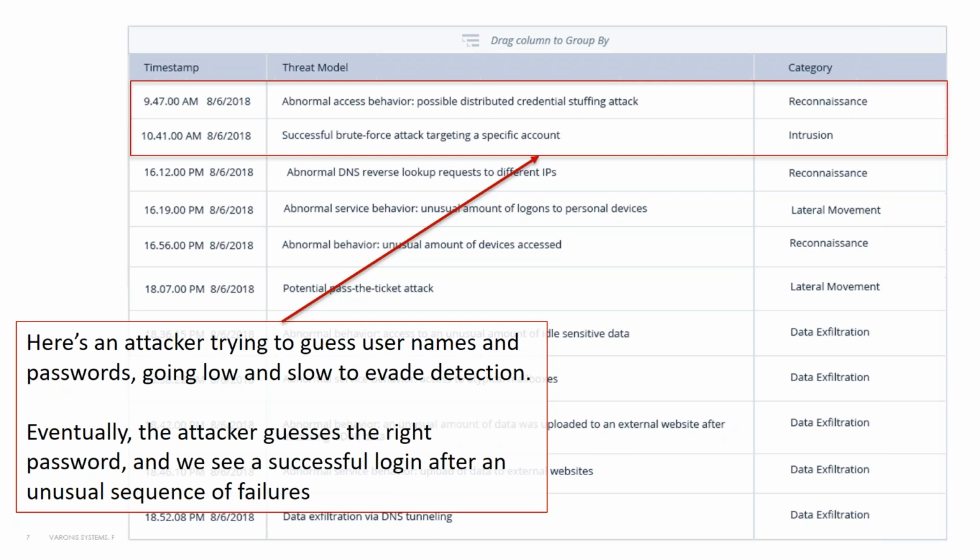So there's probably been lots of failures, and then suddenly we see the second one down there, which is successful brute force attack targeting a specific account. So this indicates that an attacker has successfully guessed a password. So we detect an abnormal number of authentication failures from a single IP or a single user account followed by a successful login. And this is one of the key things about Varonis.